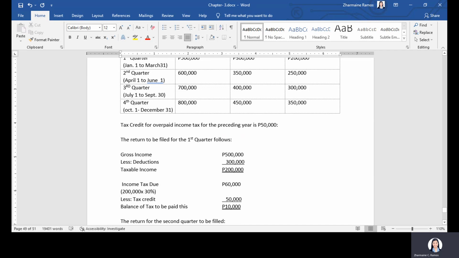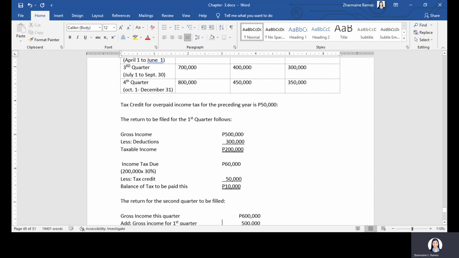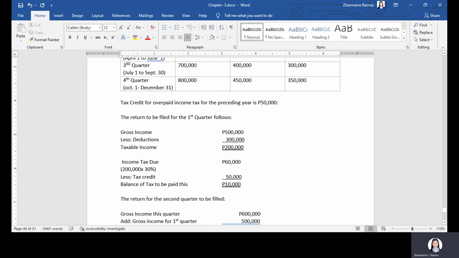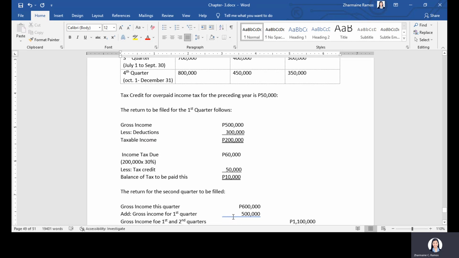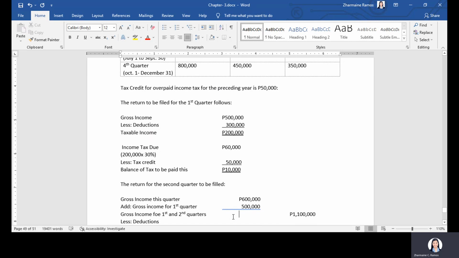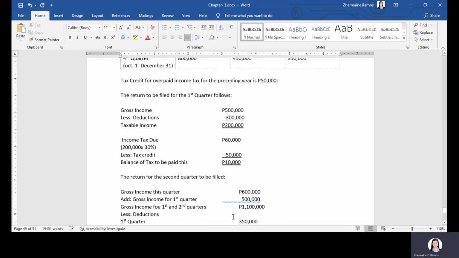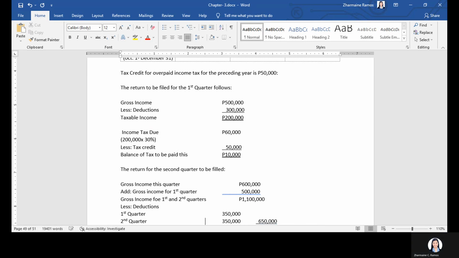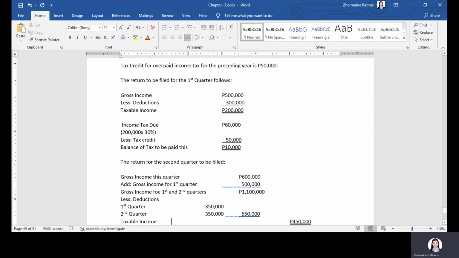For the second quarter, meron kang gross income na 600,000. I-add mo ngayon, sabi ko kanina, cumulative siya. So, magkano yung total gross income mo nung first quarter? 500,000. So, ang total gross income mo for first and second quarter is 1.1 million less yung deductions mo ng first na 300,000 at second na 350,000. So, total deductions mo is 650,000.